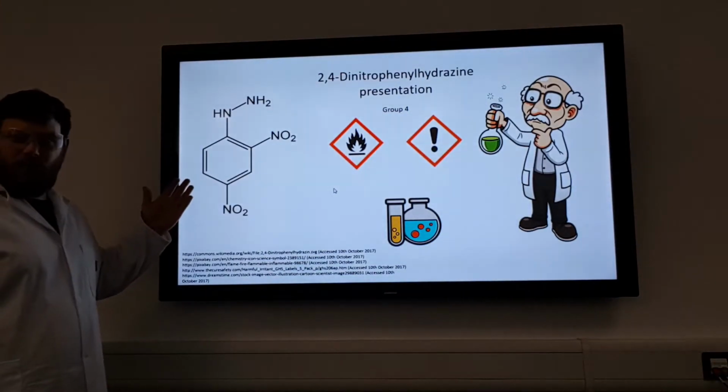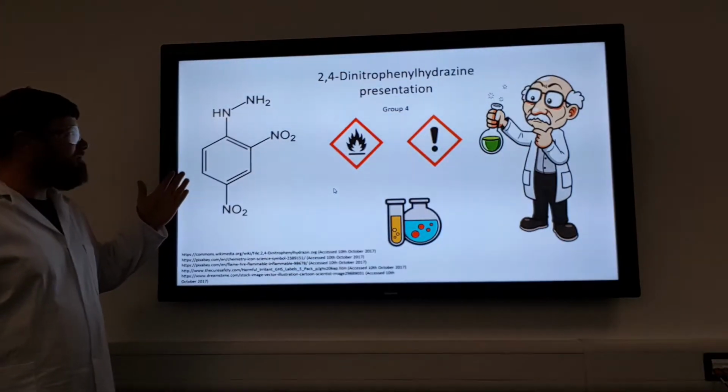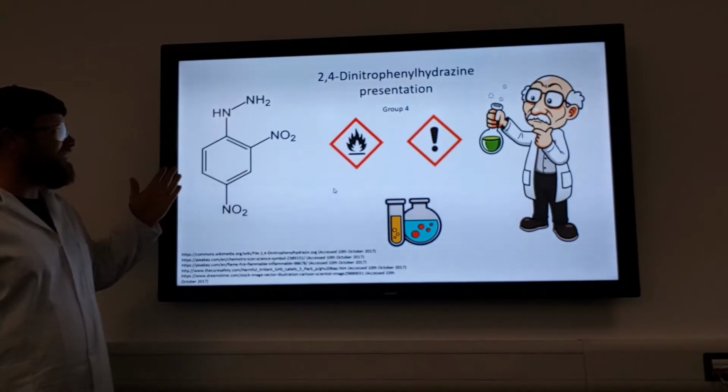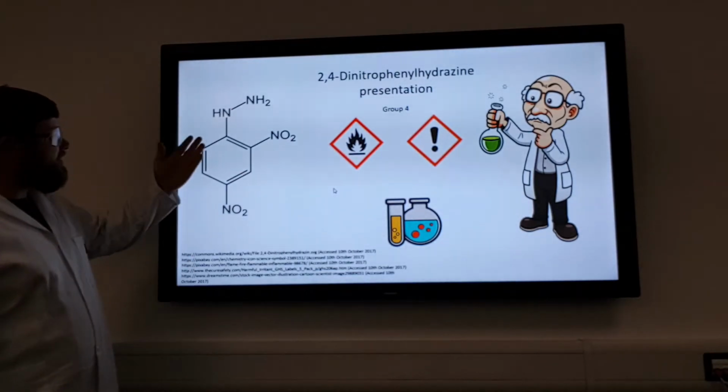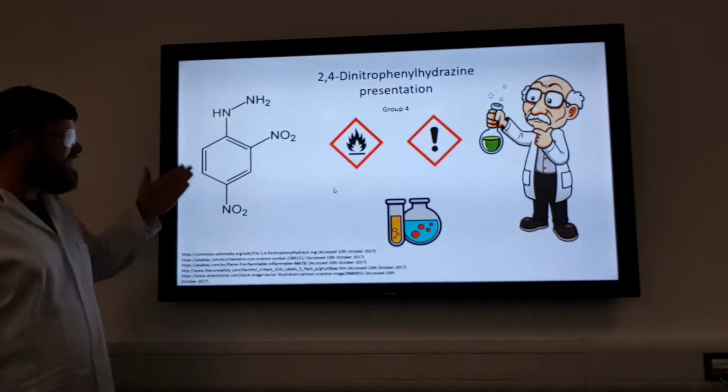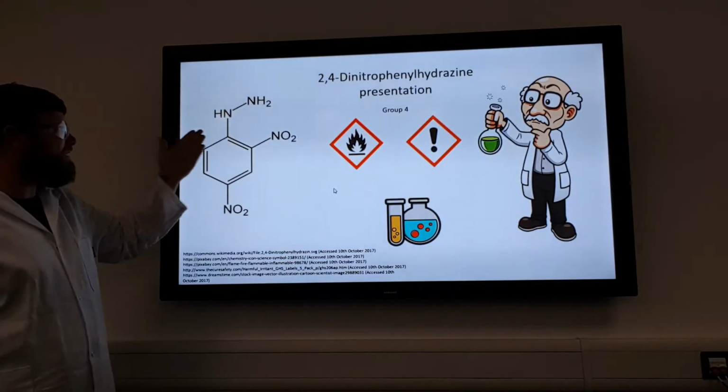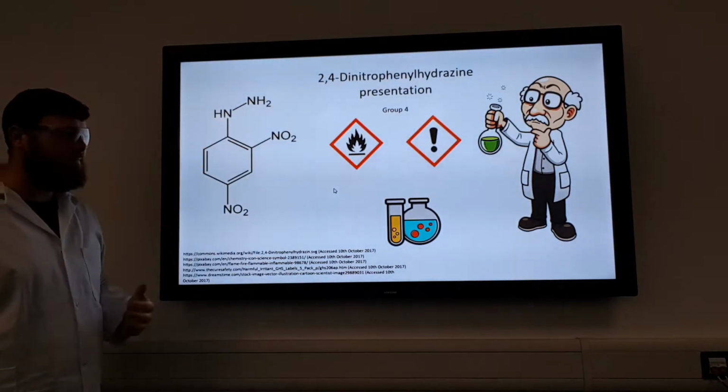This is a molecule of dinitrophenylhydrazine. As you can see, there are these two groups that stabilize the molecule, and this is the explosive element. Moving on.